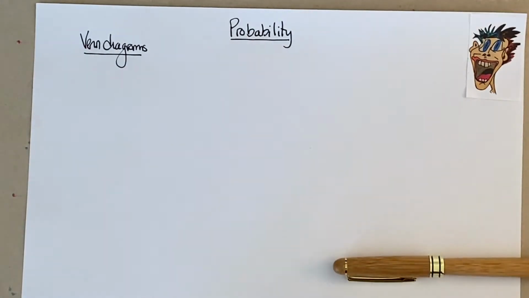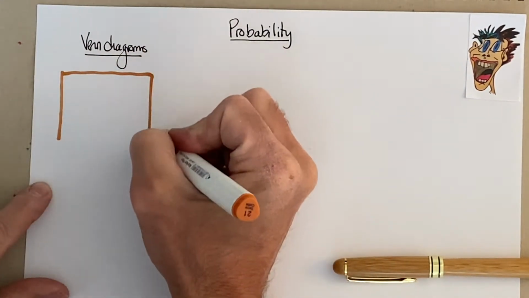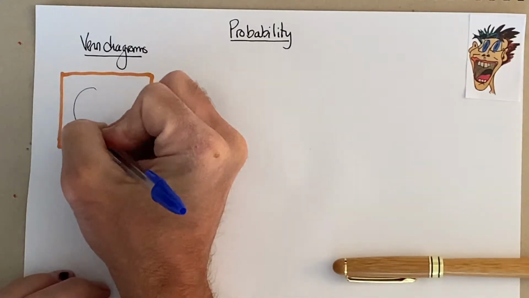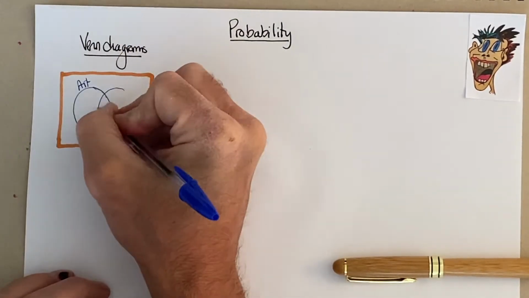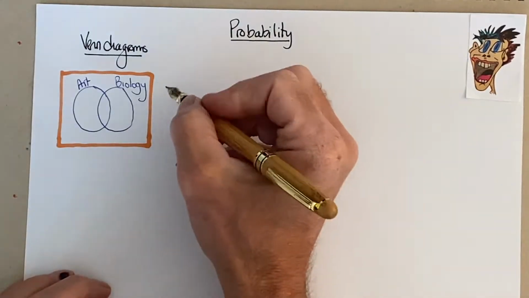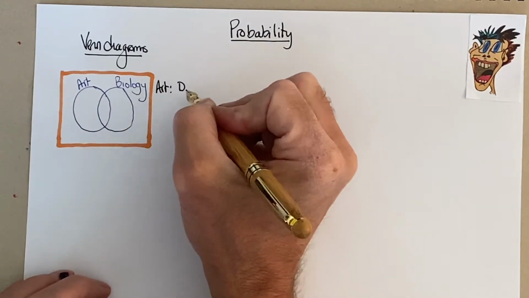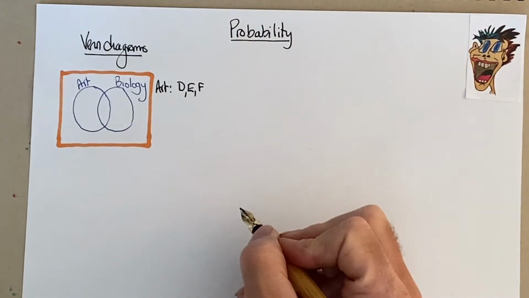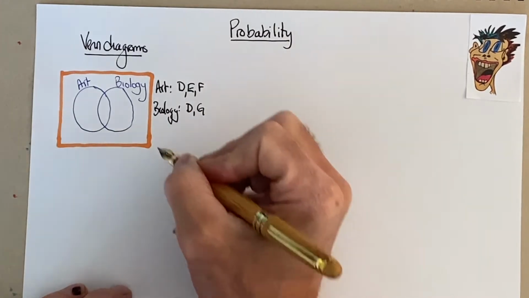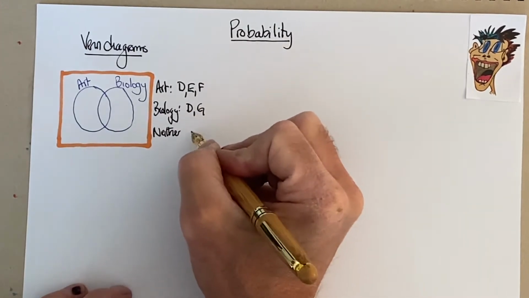So what we want to say is, let's say we've got two classes, and we can have those that do art and those that do biology. So we've got two groups. Okay, we've got the art students and we've got the biology students. And okay, let's get some data. Let's say in the art class we've got D, E and F, three students, and in the biology we've got D and G. But also we have H that does neither.